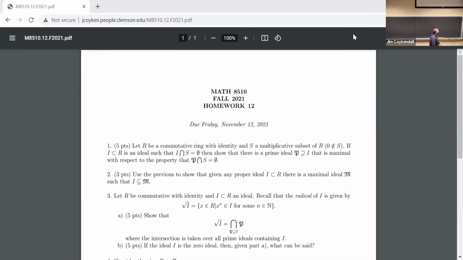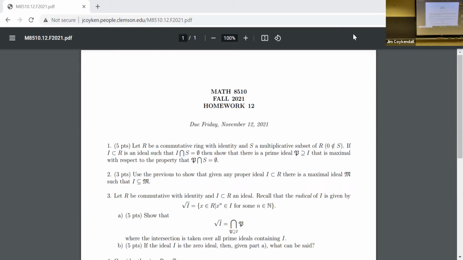So as is my lovely tradition here, let me say a couple of words about the next homework. Here's the homework for next Friday. The first one: let R be a commutative ring with identity and S be a multiplicative subset of R. What it means, perhaps, is that if you have two elements in S, then the product is still in S. Multiplicative means the product of two things in the set is still in the set.